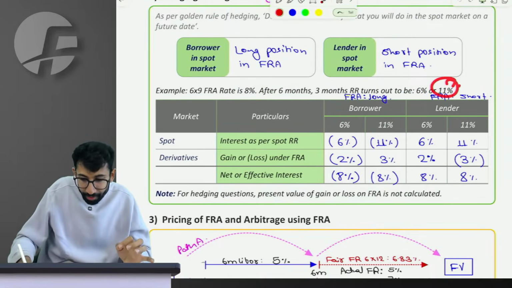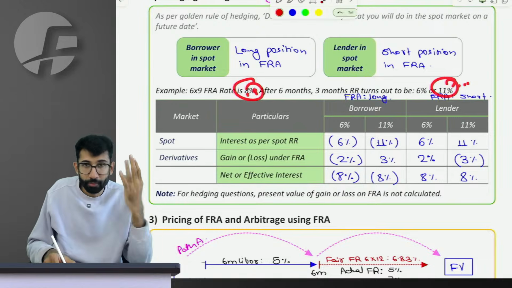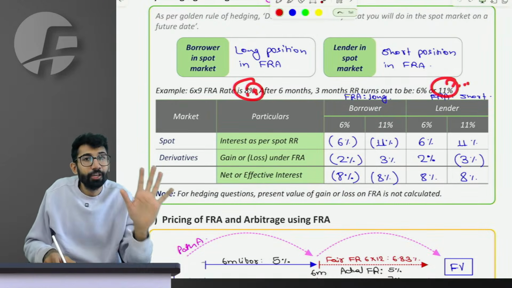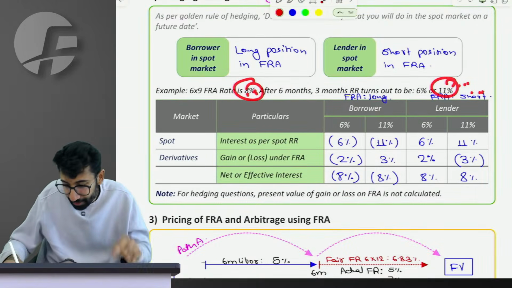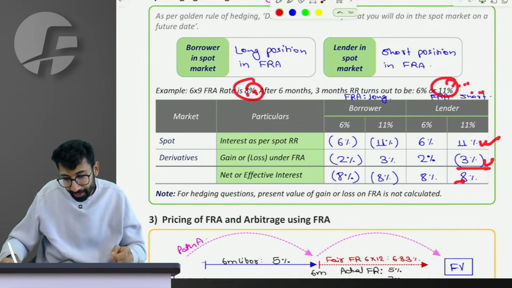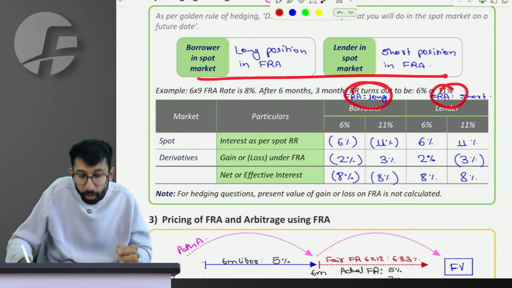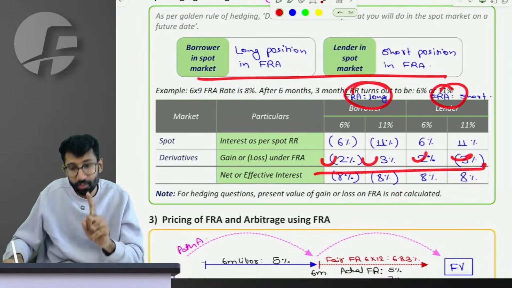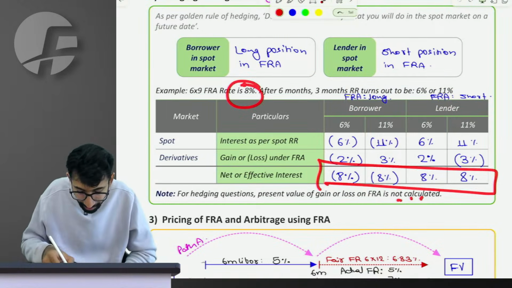Sir, if the rate in the market is 11 and I had entered into a contract to lend at 8, it is a 3% loss to me because I had entered into a contract to lend at a lower rate, right? It is a 3% loss to me, which means 11 I receive from the spot market, 3 I pay in the derivatives, net I am 8. Can you please observe? The position that you took as per the golden rule ultimately created the gain or loss in the derivative such that the final outcome, the net or effective outcome, is the same as the FRA rate.